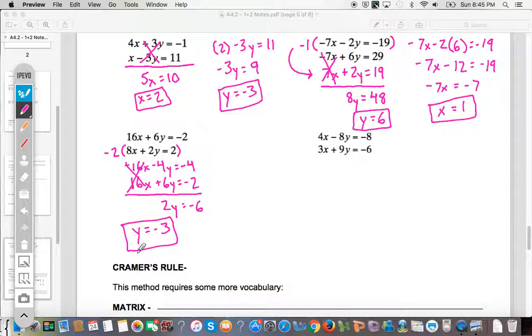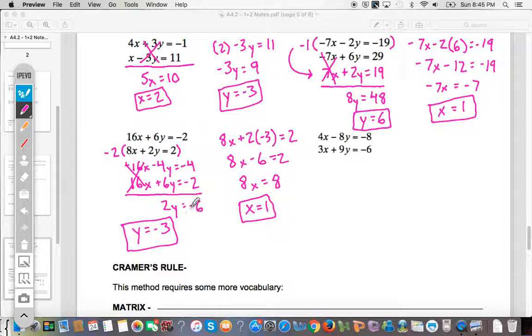So now I'm going to take this y equals negative 3 and plug it into one of the equations. Okay, I'll pick this bottom one right here. So I have 8x plus 2, my negative 3 in place, equals 2. Okay, so just to simplify, 8x minus 6 equals 2. I'll add 6 over. 8x equals 8. So I know x equals 1.